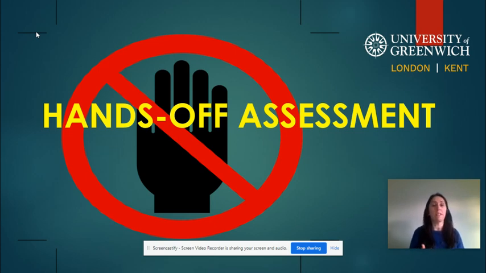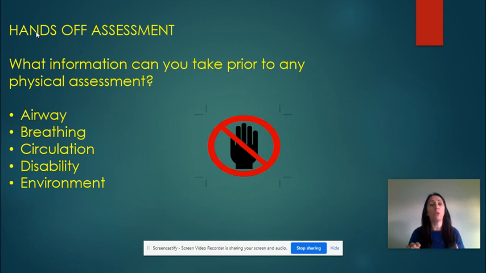So let's go back to the hands-off assessment. What can you see when you enter the room? You're going to take a general overview of the environment. This is what strikes you, first of all, when you walk into places. Sometimes before you even see the patient, you can hear them, you can smell aromas in the room, you can smell clues, you can hear clues, you can see clues.